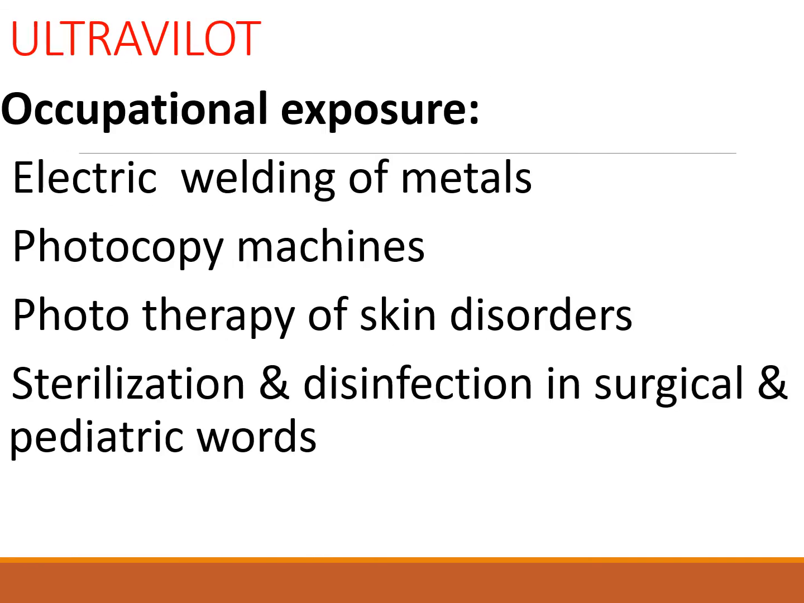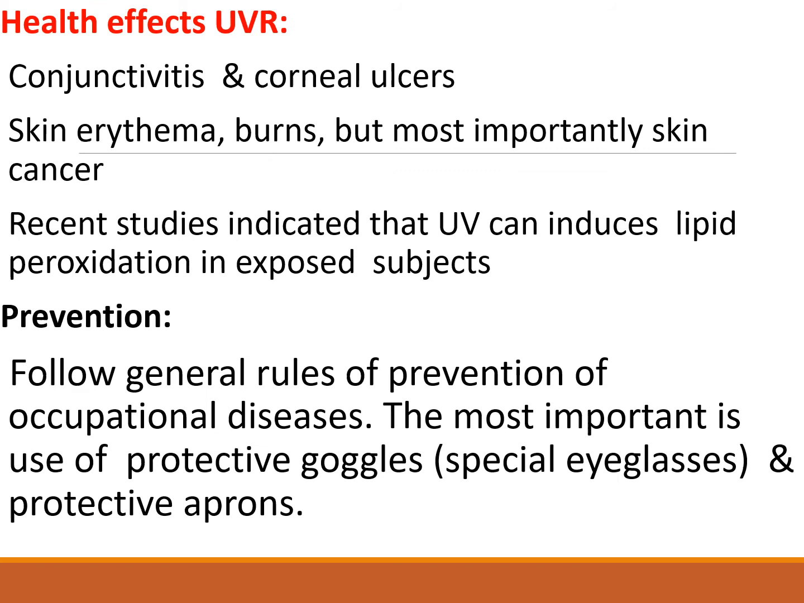Ultraviolet radiation. Occupational exposure occurs in electric welding of metals, photocopy machines, phototherapy of skin disorders, and sterilization and disinfection in surgical and pediatric wards. Health effects of ultraviolet radiation: conjunctivitis and corneal ulcers, skin erythema, burns, but most importantly, skin cancer. Recent study indicated that UV can induce lipid peroxidation in exposed subjects. Prevention: follow general rules of prevention of occupational diseases. The most important is use of protective goggles and protective aprons.